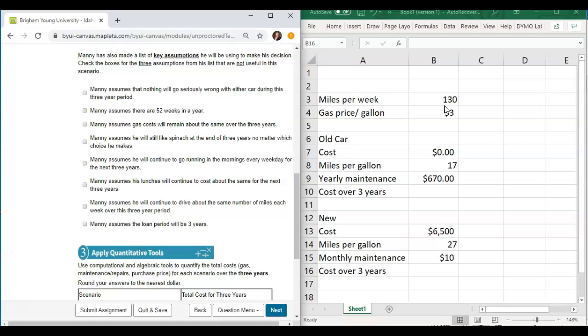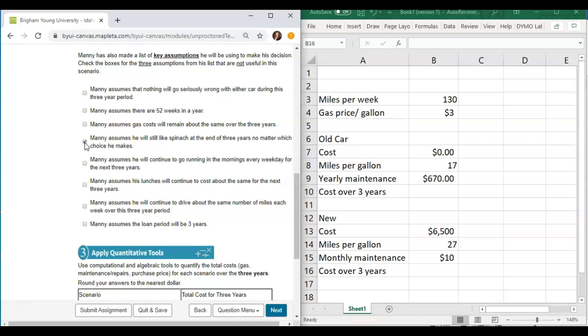We just have to decide and stick with it. And so he made that assumption that it'll be about 3. So that's great. Manny assumes that he will still like spinach at the end of 3 years, no matter which choice he makes. Again, I'm sure that this would make sense in another situation, but this isn't helping us in his calculations for his car. So I'm glad that he's going to like spinach, but it's not helpful.